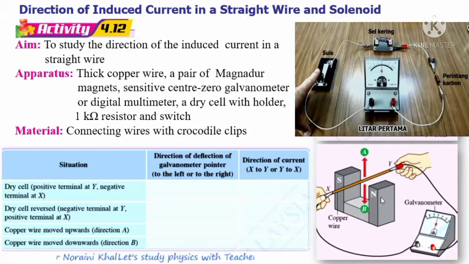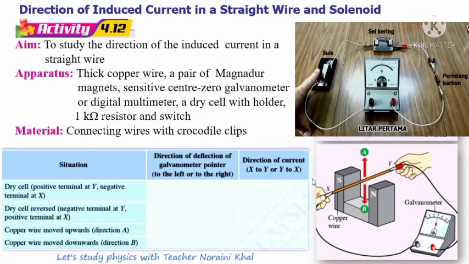a pair of magnetometer, sensitive center zero galvanometer or digital multimeter, a dry cell with holder. This is a dry cell with holder, 1 kilo ohm resistor, and switch. Material: connecting wires with a crocodile clip. So for the first part, we want to discuss and understand how the galvanometer pointer works.